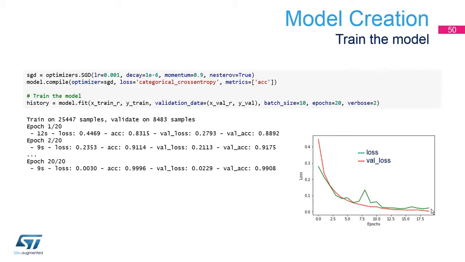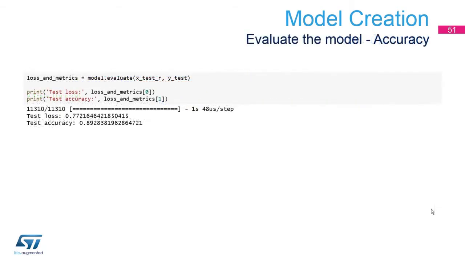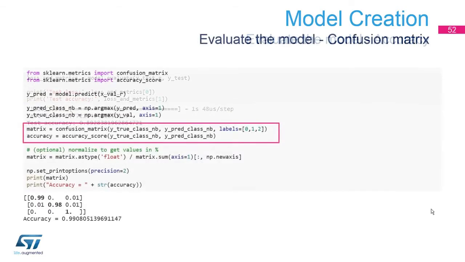And at the end here, for example, we've reached an accuracy of 99% against the validation data set. Then if we give it the test data set, so this is unknown data it hasn't seen before, we'd get an accuracy of 89%.